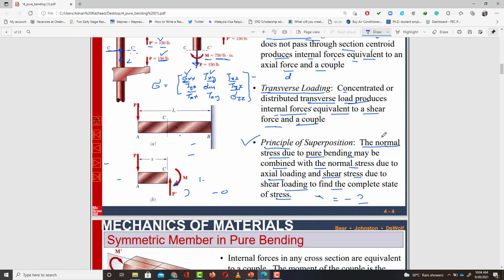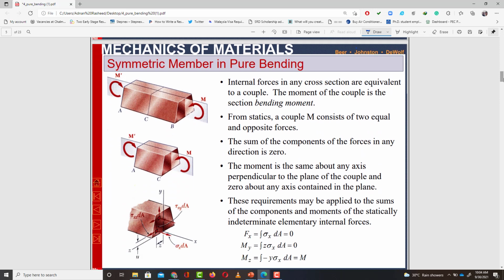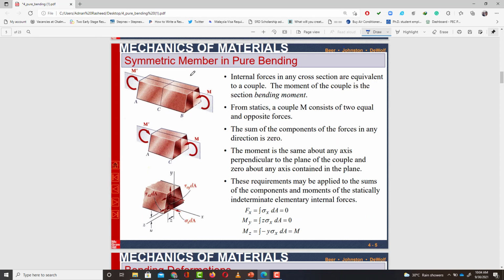Okay, now we will move toward the symmetric members that are in pure bending. We will derive the equation of bending moment for a beam that is under pure bending. You can see here that this is a symmetric member, or prismatic member.